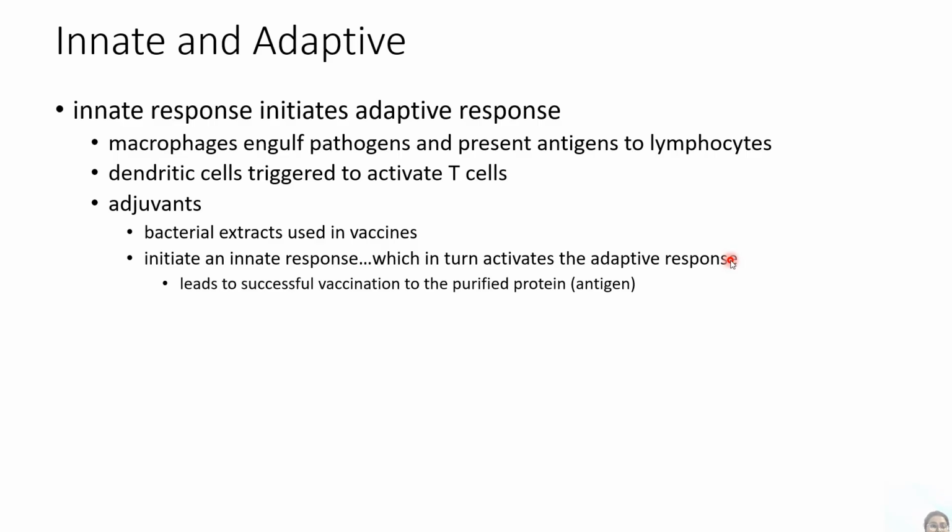Innate and adaptive: basically, the innate response initiates the adaptive response. Macrophages engulf pathogens and present antigens to lymphocytes. Dendritic cells are triggered to activate T cells. Adjuvants, bacterial extracts used in vaccines, initiate an innate response which in turn activates the adaptive response and leads to successful vaccination to the purified protein.